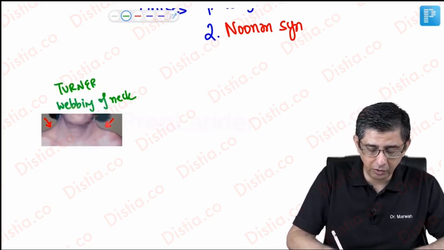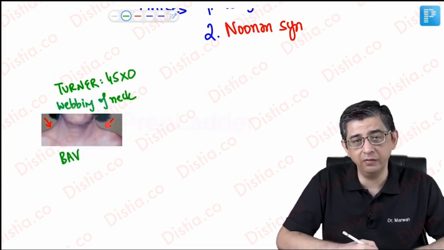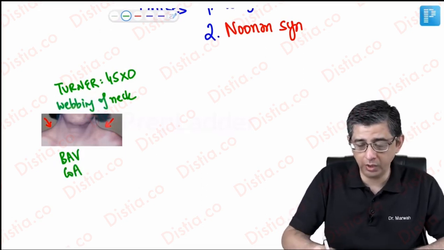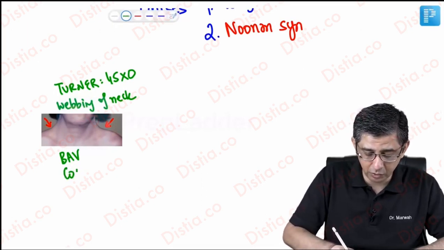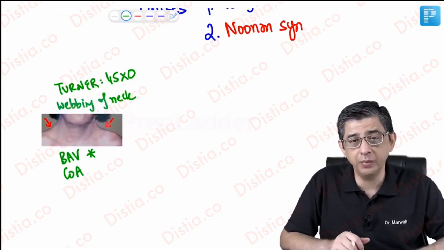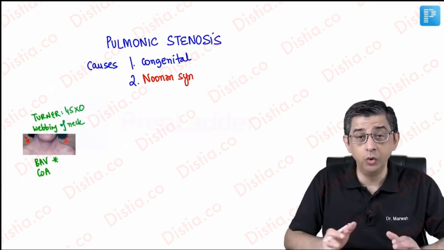As I said, in Turner syndrome, which is 45XO, the commonest valvular lesion that we encounter is bicuspid aortic valve. And after bicuspid aortic valve, we do have even coarctation of aorta present in these patients. But since we are talking about valvular lesions here, that would be the primary congenital heart disease occurring in these patients and would contribute to aortic stenosis. Noonan would rather look the same.